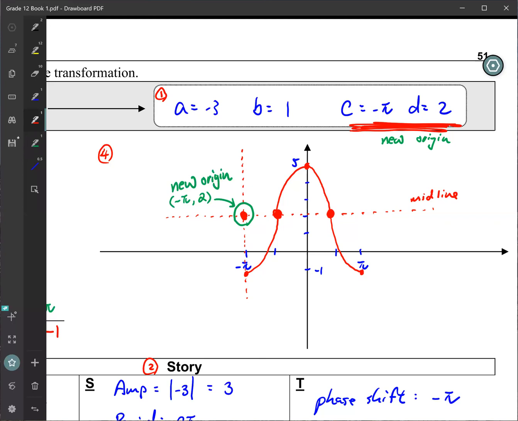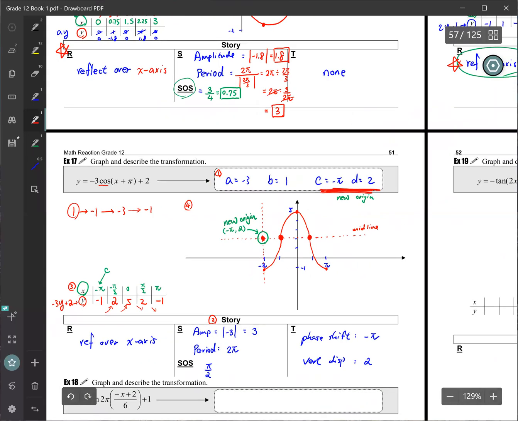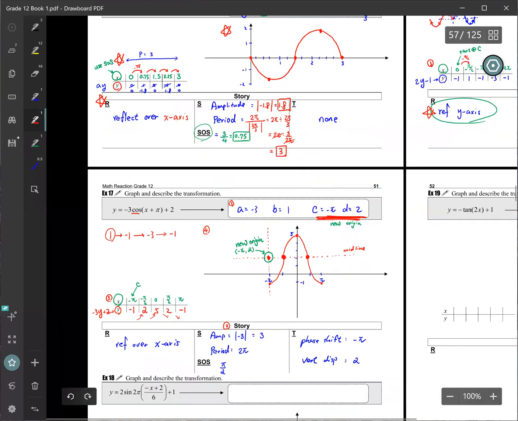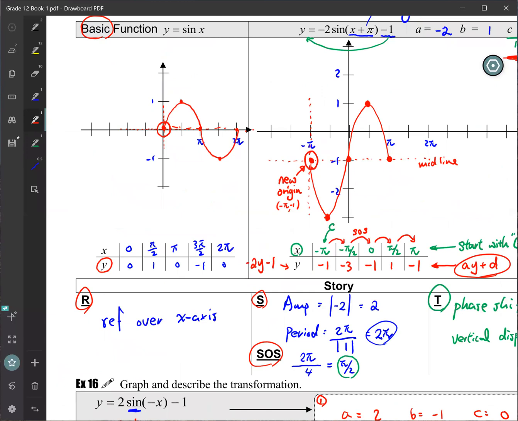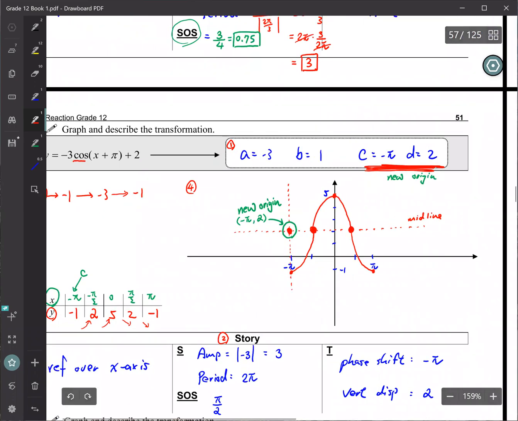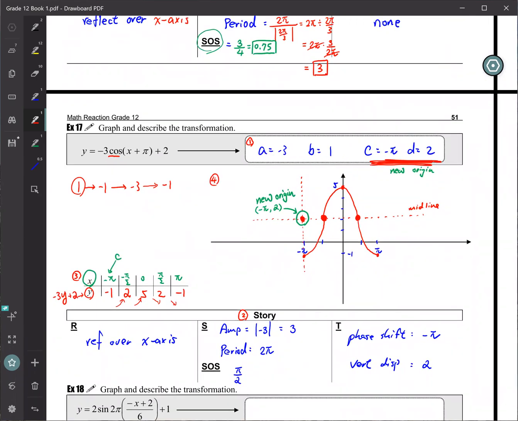So the new origin is telling you the CD. You got tricked because you thought that the new origin is always on the graph. But that's not the case. For sine, it will be on the graph. But for cosine, it's not on the graph. Cosine is floating, because the midline is not touching the beginning point. Any question here? Keep that in mind. We don't need a new origin right now, but it will be important later, in the next section.